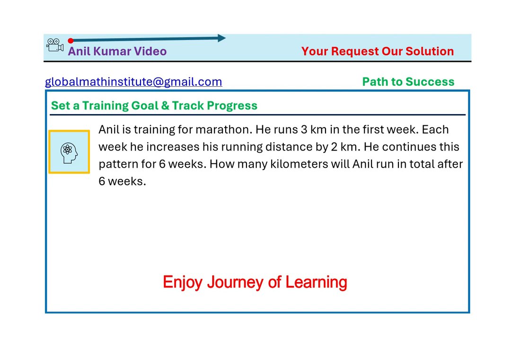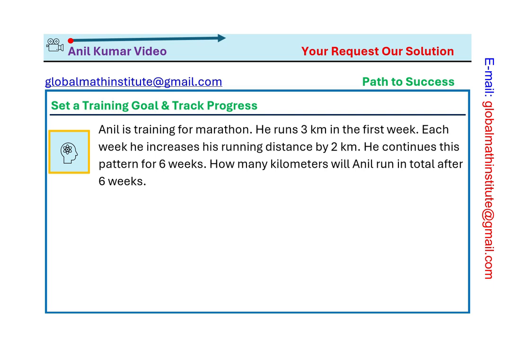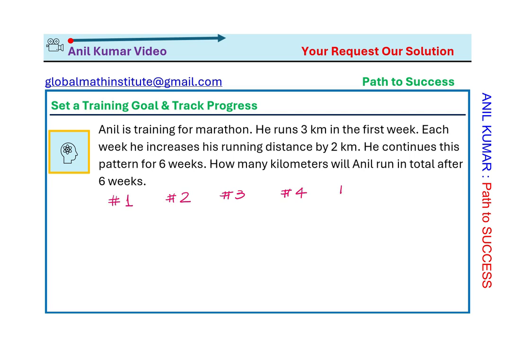So let's understand and write down the numbers. To begin with, Anil is training for a marathon. He runs 3 kilometers in the first week. So week number one, and we have to go up to 6 weeks, right? So let's write down week number one, week number two, week number three, week number four, 5, and 6. So in the very first week, he runs 3 kilometers.